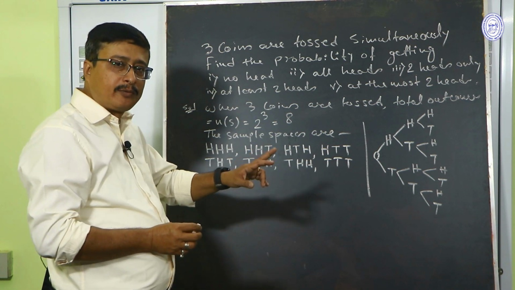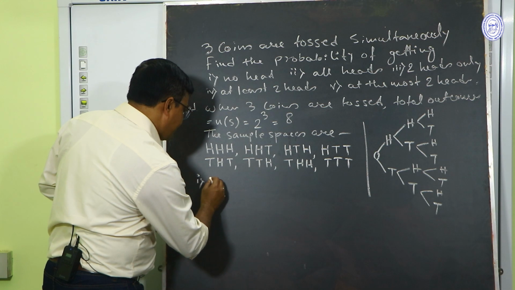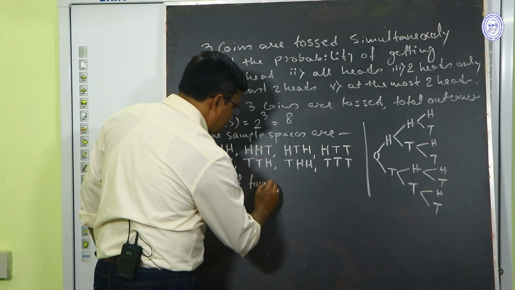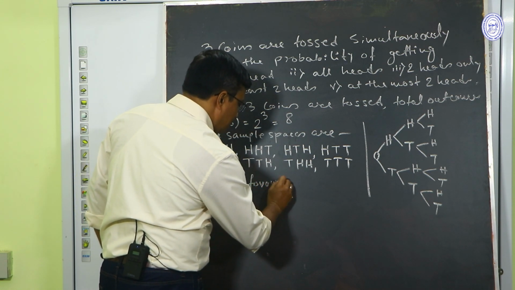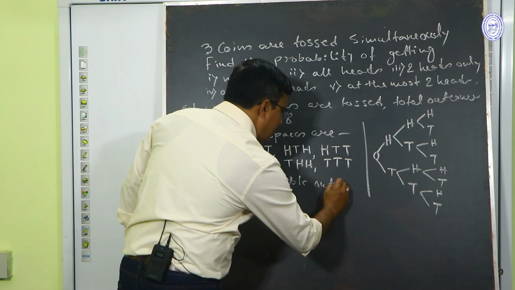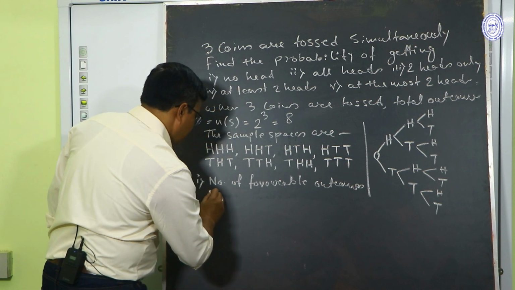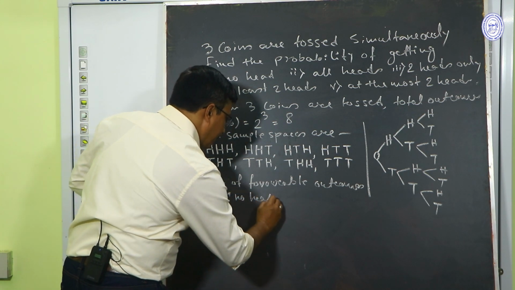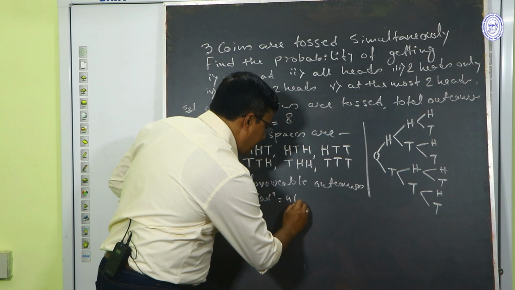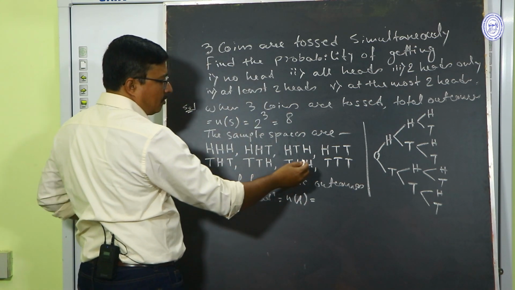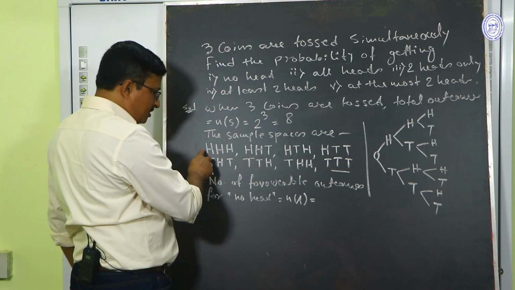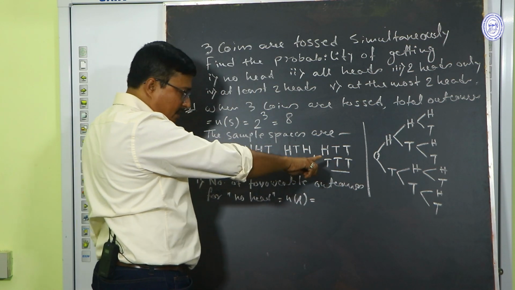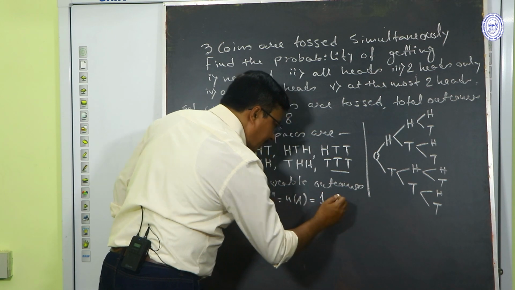Now we use the formula of probability theory. At first you write the number of favorable outcomes for no head. The first topic is no head. No head means number of A equal to no head means all tails. So we get out of 8 only one case here where there is no head, that means all tails. So number of A is equal to 1.